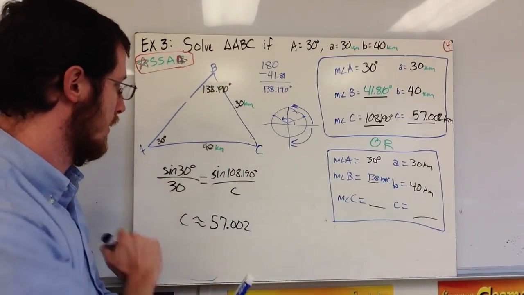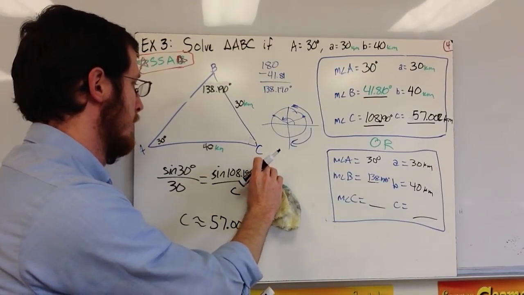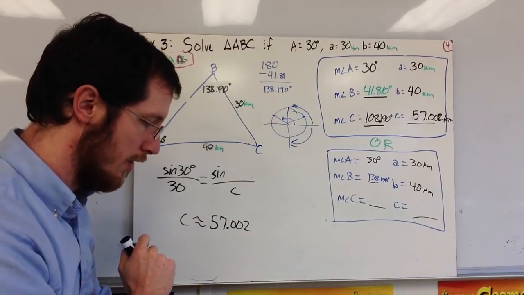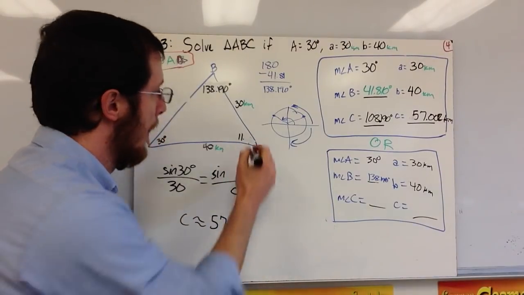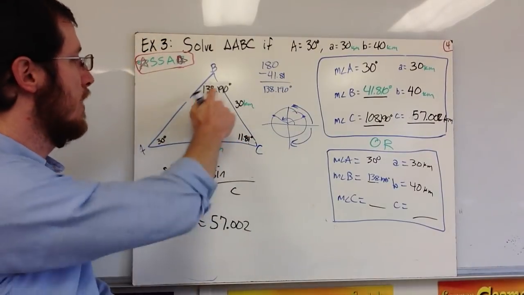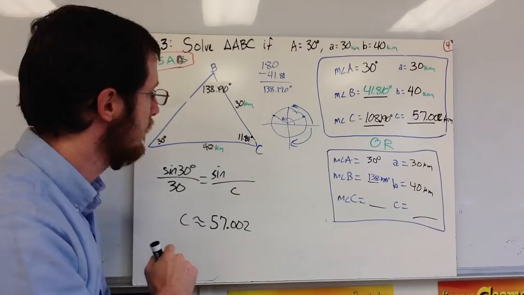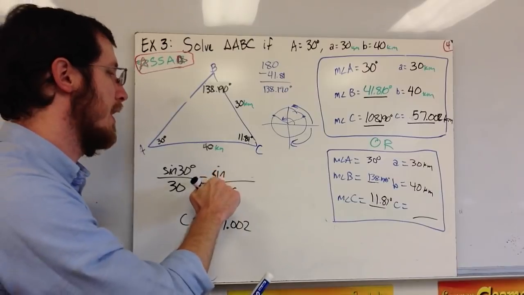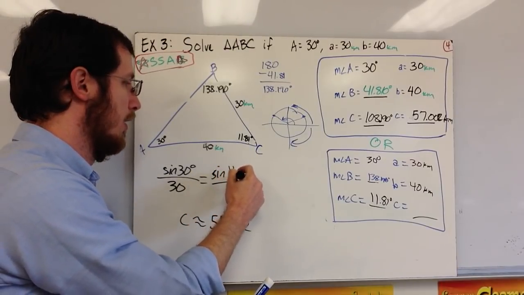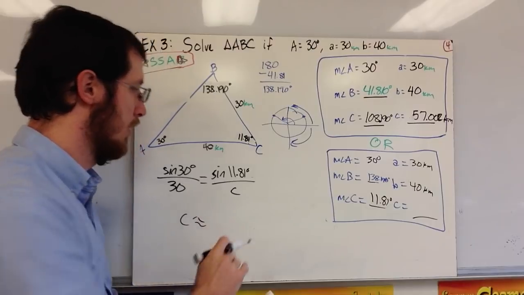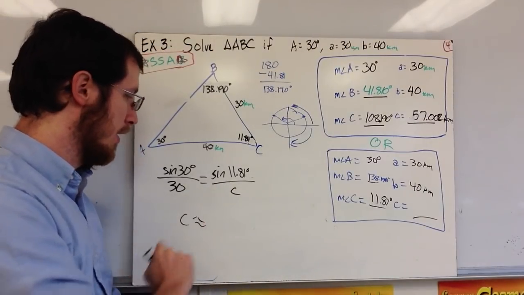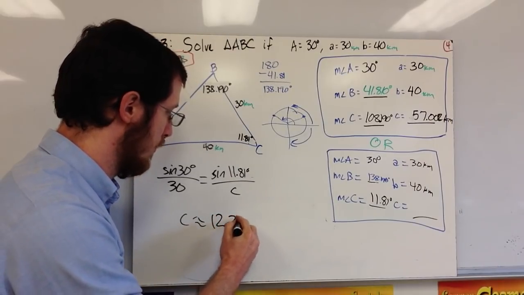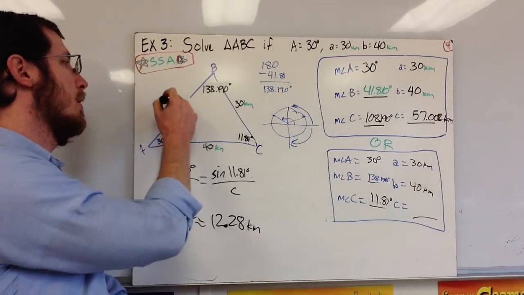Okay, so we know this angle, we know that side, so if we set up our equation differently, since our C value is going to be different, our C value is going to be 11.81 degrees. Okay, if we add these two, subtract it from 180. Make sure we put that in our table. Okay, so now we're going to do the sine of 11.81 degrees. All right, solving for C, putting that in our calculator, we get 12.28. That's in kilometers.